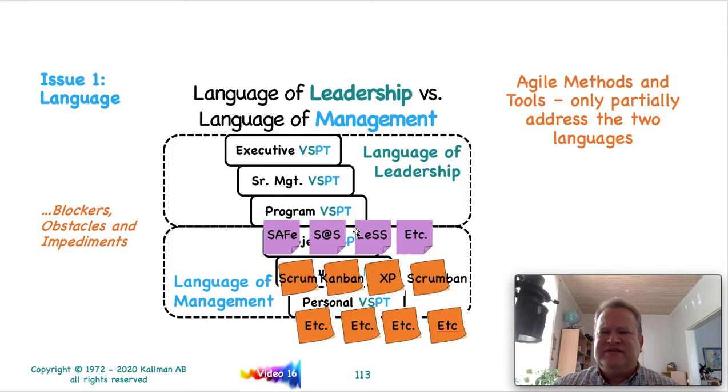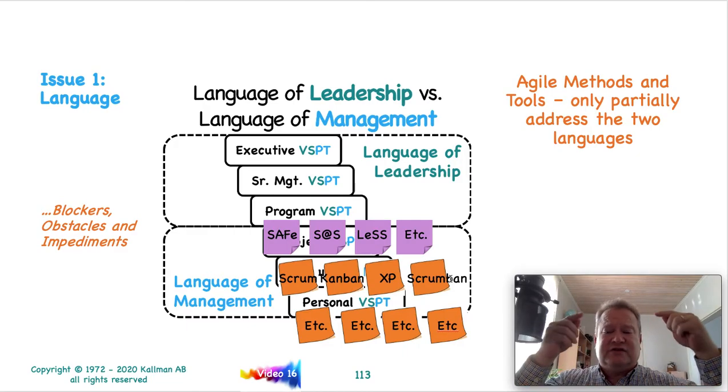Now, agile methods and tools only partially address the two languages. And I've been bringing this up in the agile community, as well as the project management community, for probably the last 10, 15 years. What we're up against is Scrum, Kanban, XP, Scrumban, whatever you're using, Agile, at the team level. Those are team level tools. It's not necessarily mindset. They want to have the mindset of being agile, but they teach the tool set. Let's be honest about it.